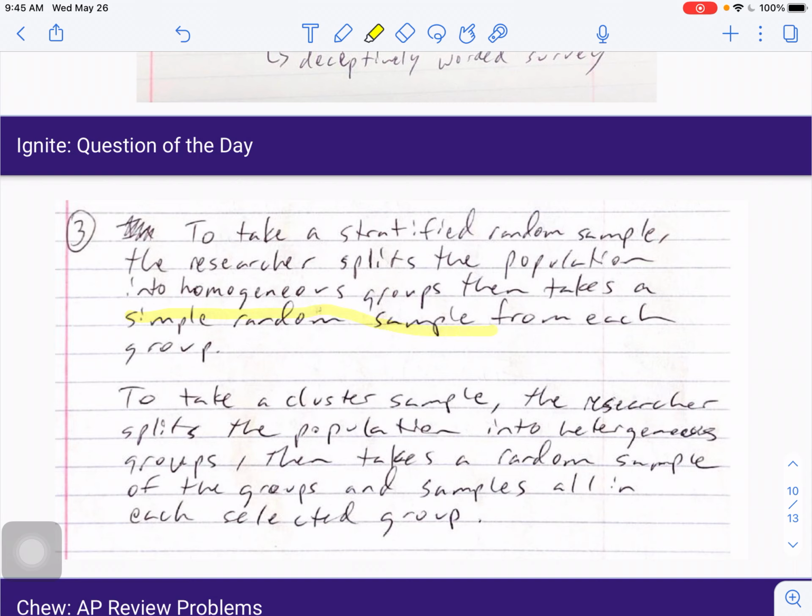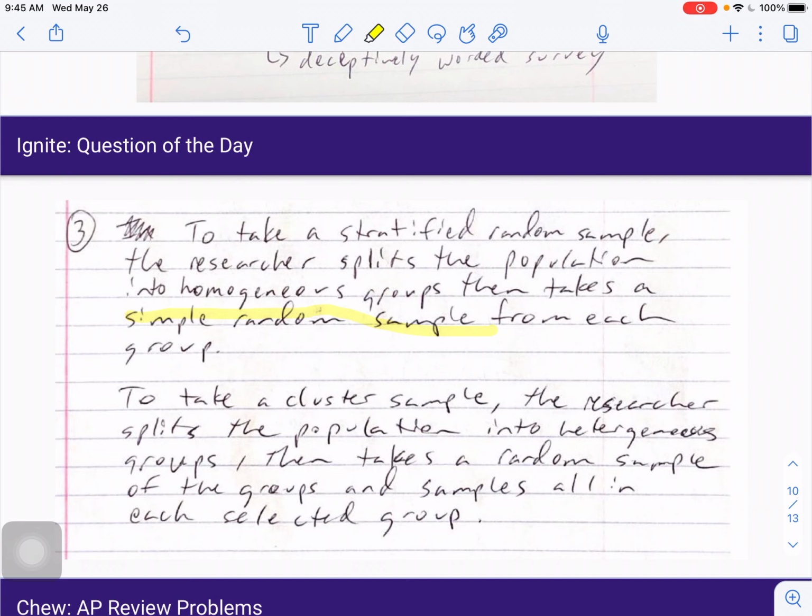So again, what we're trying to do is create homogeneous groups. So we're going to group people, or things, or whatever we're studying, by a similar attribute. And then we want to take a simple random sample from each group. So we want to make sure that there is representation from each of these groups that are important to our response variable. A cluster sample is somewhat similar, but has some important differences.